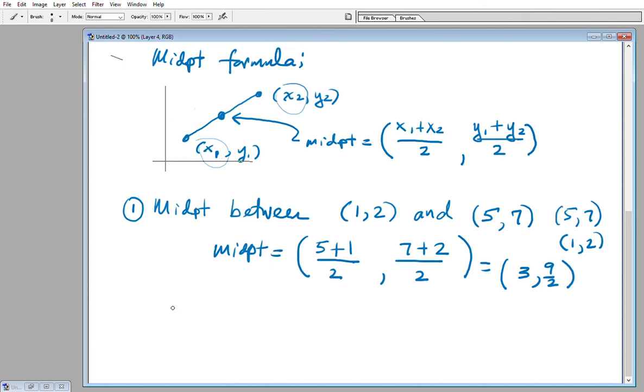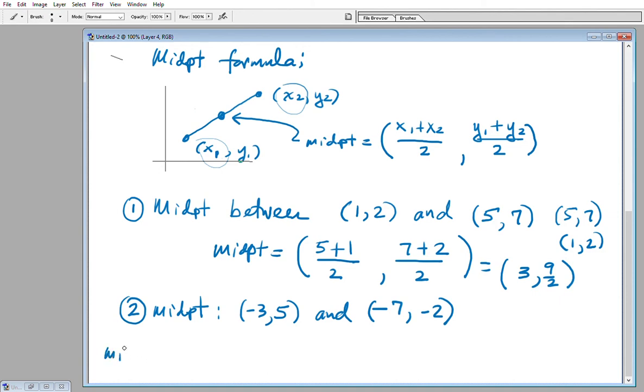Okay. All right, so I'll just give you one to do. So let's do -3, 5. Okay, so you do that one. I'm going to set it up, and I'm going to line up.